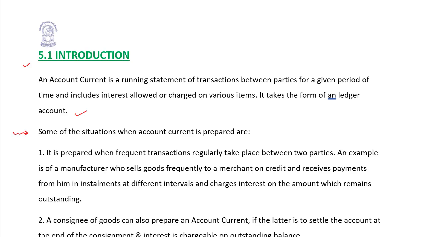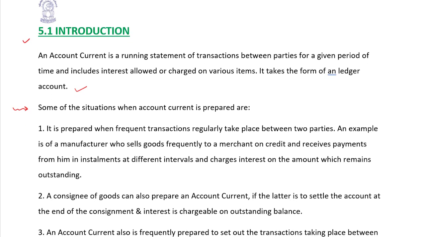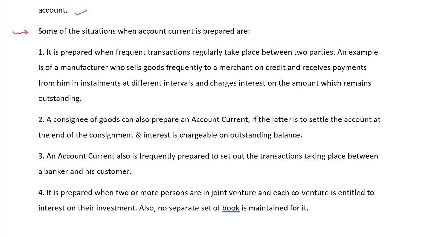Some of the situations when account current is prepared are: first, it is prepared when frequent transactions regularly take place between two parties. An example is a manufacturer who sells goods frequently to a merchant on credit and receives payment from him in installments at different intervals and charges interest on the amount which remains outstanding. A consignee of goods can also prepare account current if the latter is to settle the account at the end of the consignment and interest is chargeable on outstanding balances.